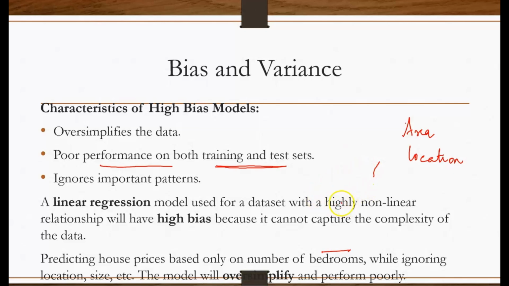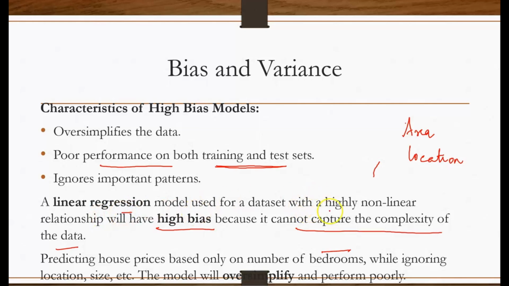We can't say it's irrelevant, but it is only limited data. We are predicting the house price only with the number of bedrooms, or any one or two factors we are taking into consideration, which can cause the model to consistently underfit, and the error occurring due to that is known as bias error. It will have poor performance on both training and test data. So it will have a high bias error because it cannot capture the complexity of the data.